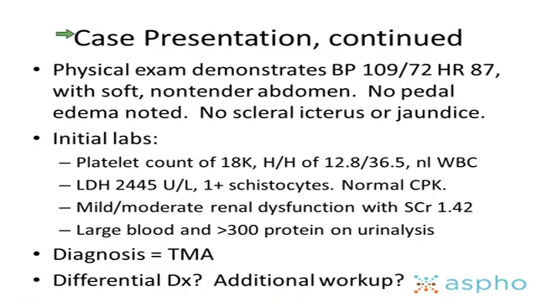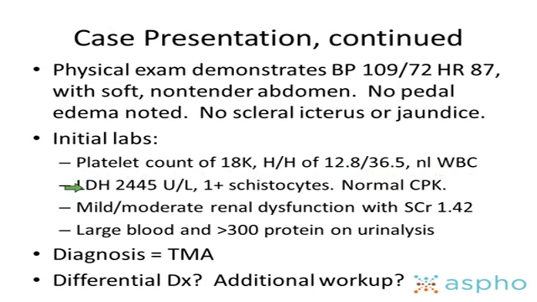On physical examination, he has normal vital signs, and notably normal blood pressure. His abdominal exam is reassuring. He has no pedal edema and no scleral icterus or jaundice. On his initial screening labs, he has fairly pronounced thrombocytopenia with a platelet count of 18,000, a relatively mild anemia with a hemoglobin of 12.8 and hematocrit of 36.5, and a normal white blood count.